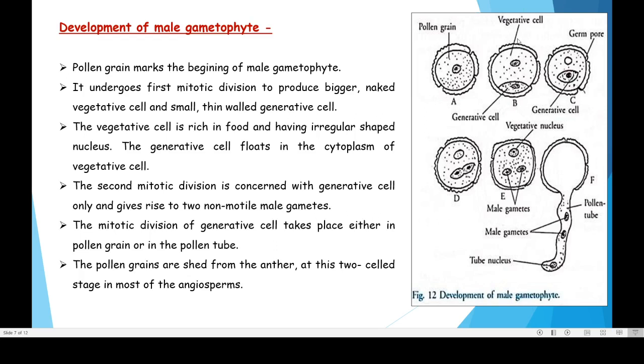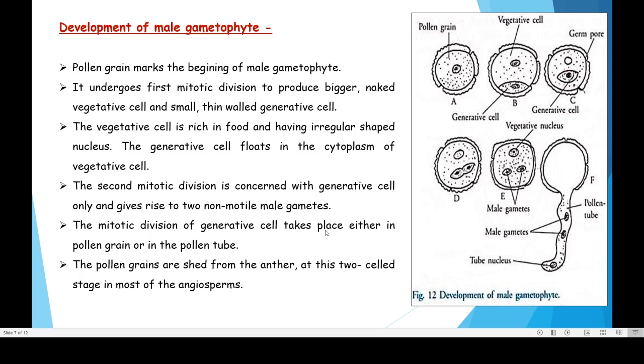This vegetative cell contains food reserve. For further development, this food reserve is important. Whenever this falls on the receptive stigma, at that time this food reserve will be helpful in the further development. Now at this stage, the generative cell divides mitotically and forms two non-motile gametes.